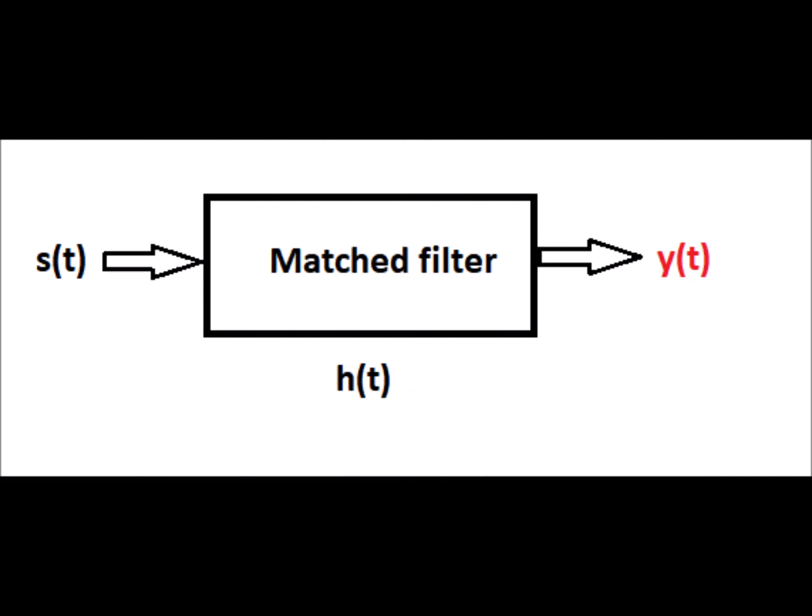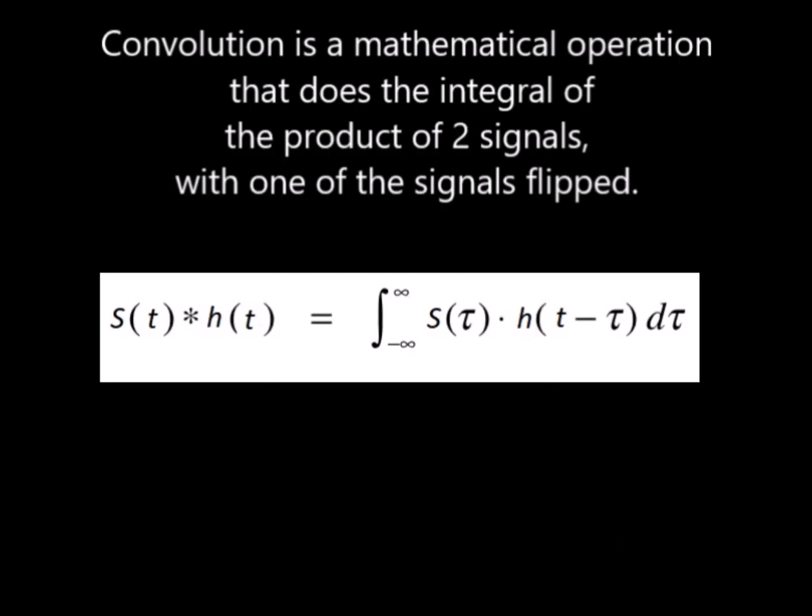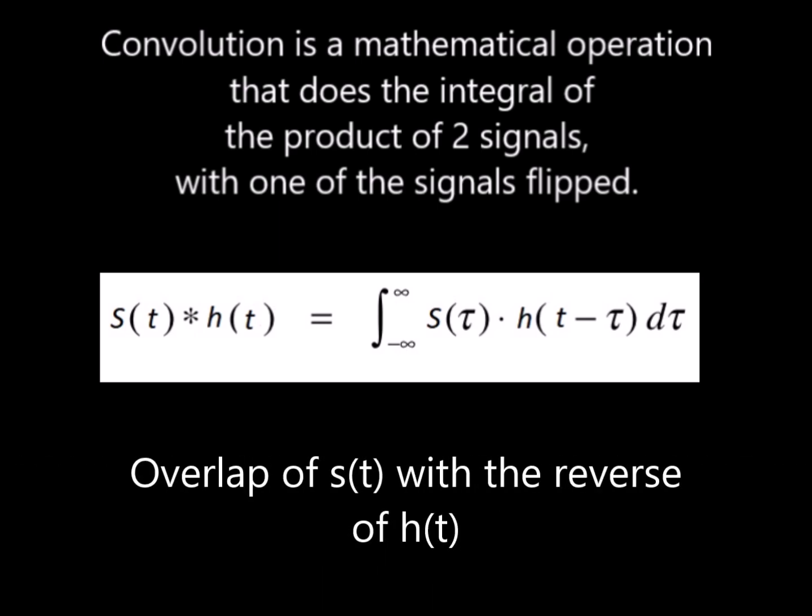So, what's the output of the matched filter? The output is actually the convolution of its input S of t with its impulse response h of t. Convolution is a mathematical operation that does the integral of the product of two signals with one of the signals flipped. In other terms, it's the calculation of the overlap of the input signal S of t with the reversed impulse response h of t.